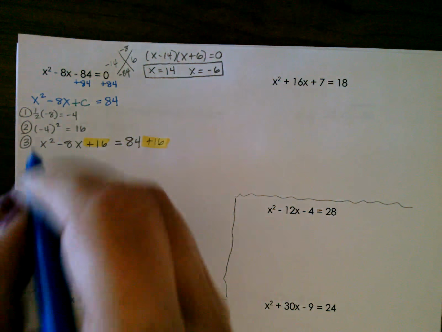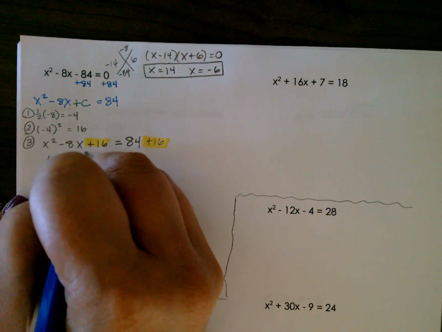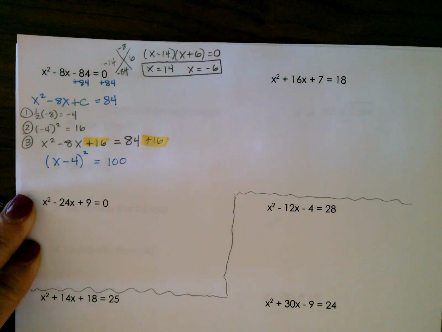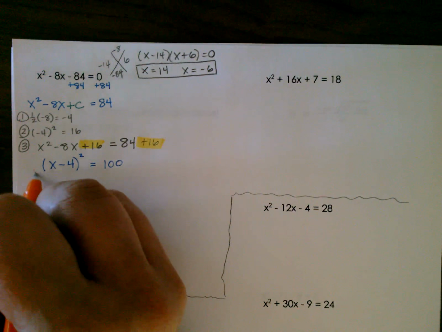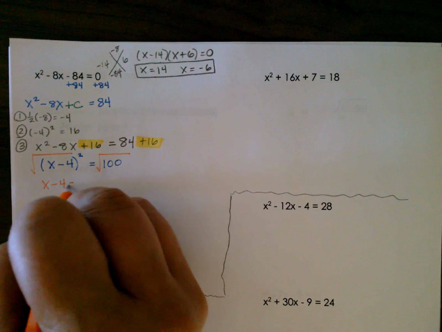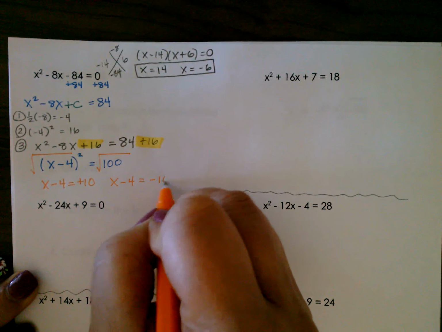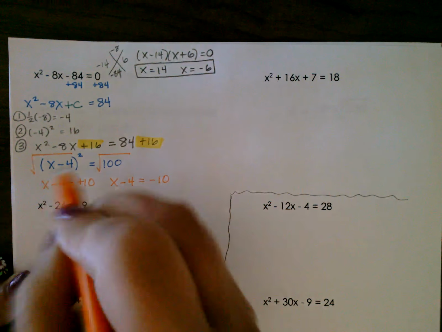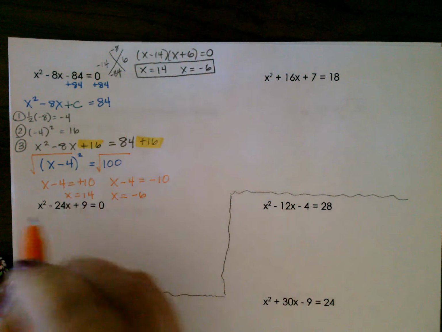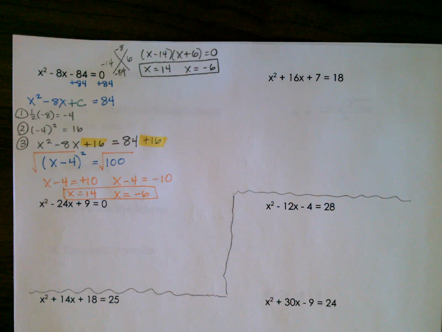Great. Perfect square trinomial. We know that. We just did it. So I would have x minus 4 squared equals 100. Well, this turned out marvelously. Square root property. X minus 4 equals positive 10. X minus 4 equals negative 10. X would be 14. X would be negative 6. My x-intercepts would be those two numbers.